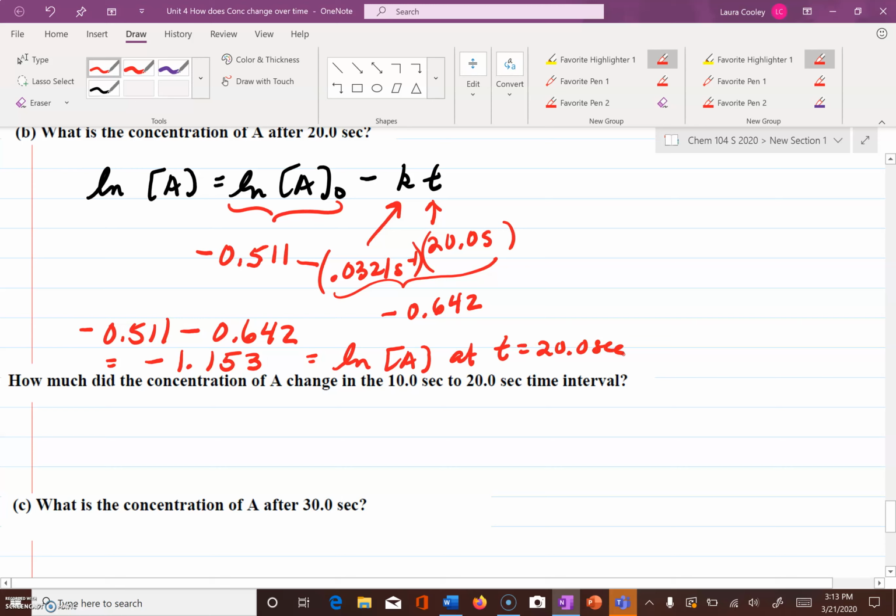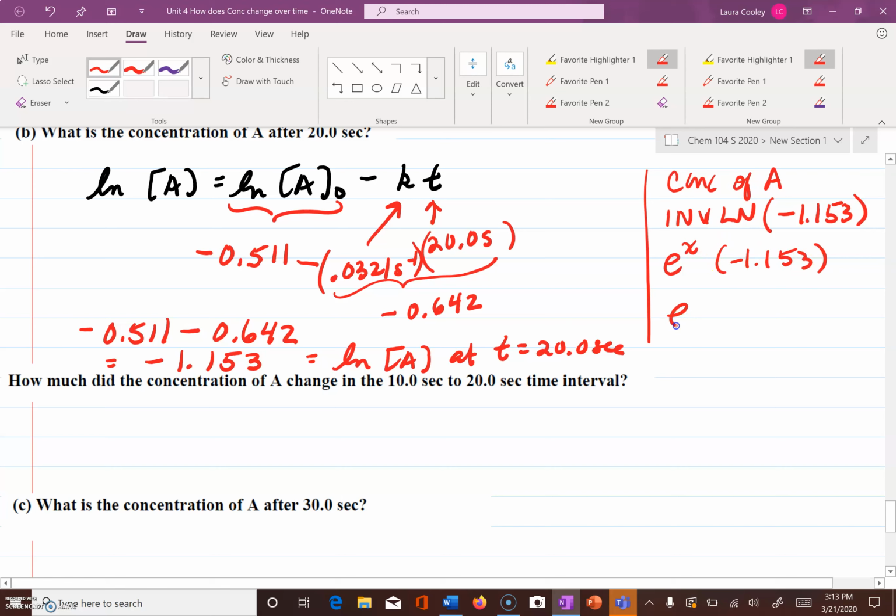Now, in order to find the concentration of A, again, we have to take the inverse ln of minus 1.153, otherwise known as e to the x. So we're really taking e to the minus 1.153. That should come out to 0.316 molar. And how did the concentration change from 10 to 20 seconds?